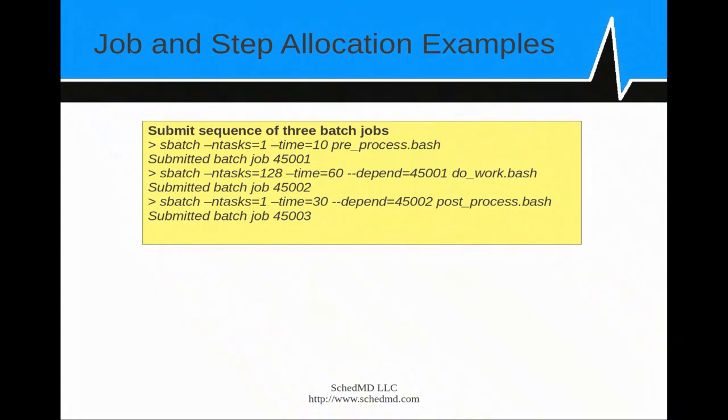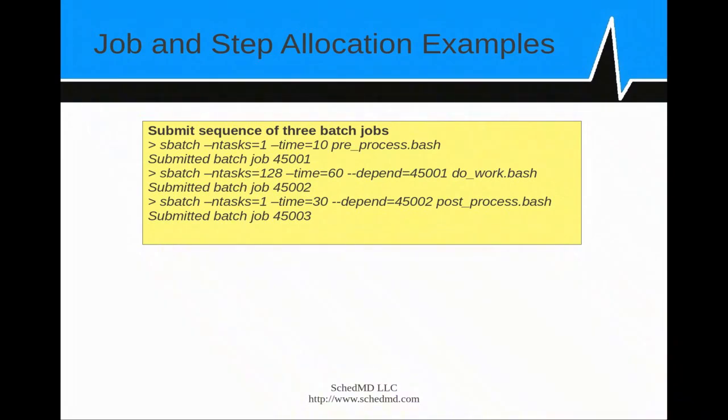The next example has a batch job being submitted that needs 128 tasks, and it's going to run for 60 minutes, and it's dependent upon the previous job. There's a --depend=jobid there. And the last one is a job for post-processing, which uses one task and has a 30-minute time limit and is dependent on your main job completing.